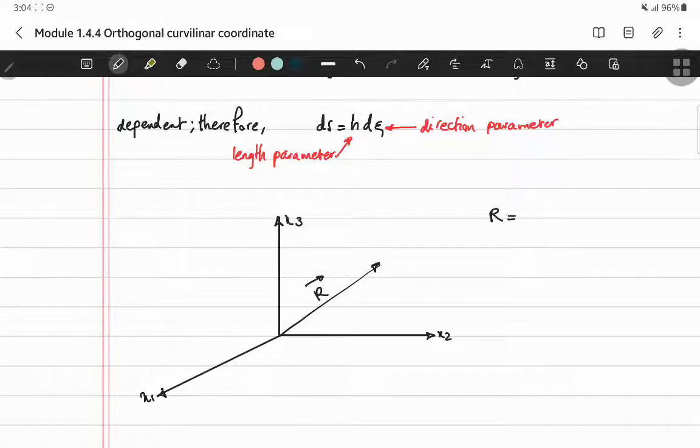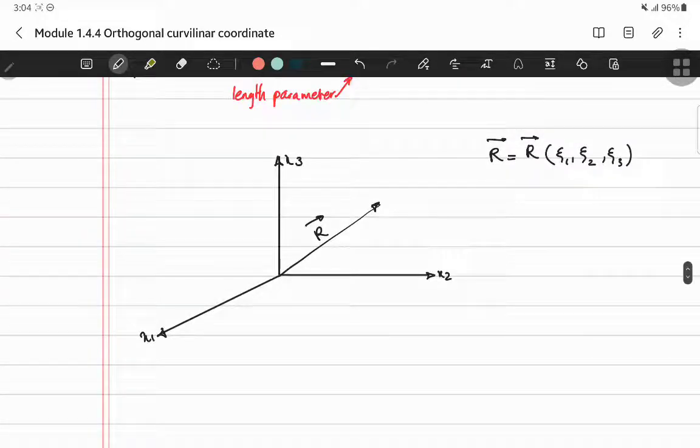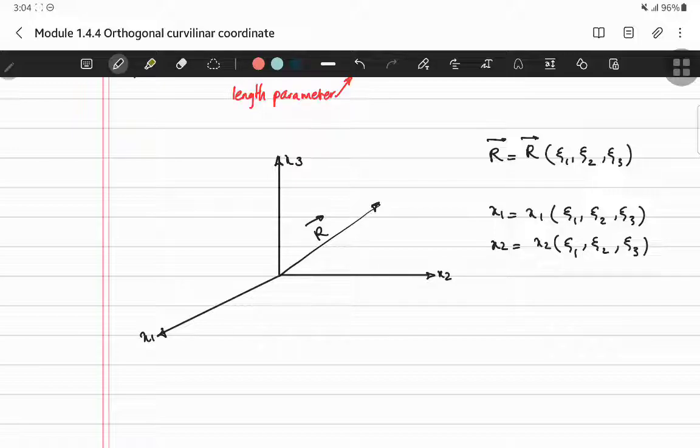So r is basically a function of z1, z2, and z3. And also I can write x as a function of z1, z2, and z3. Again, x2 can be written in terms of x1, x2, z1, z2, and z3. And x3 can be a function of z1, z2, and z3.